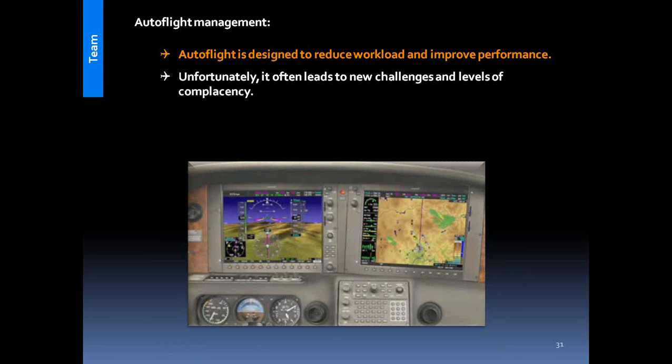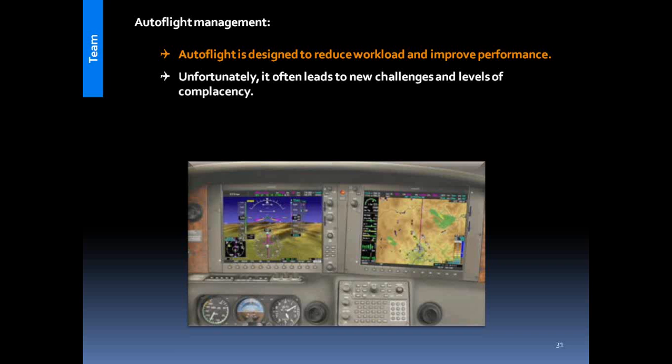Unfortunately, it often leads to new challenges and levels of complacency. And I'm going to talk about this for a minute from personal experience. I believe that glass cockpit autoflight is here to stay. But it hasn't been around that long, and not that many of us have a whole lot of time flying glass cockpits. Those of us that have been flying in the professional world for the last 20 or 30 years, I checked out on my first glass cockpit in the early 80s. We have a lot of experience, but we don't know where all the traps are yet.